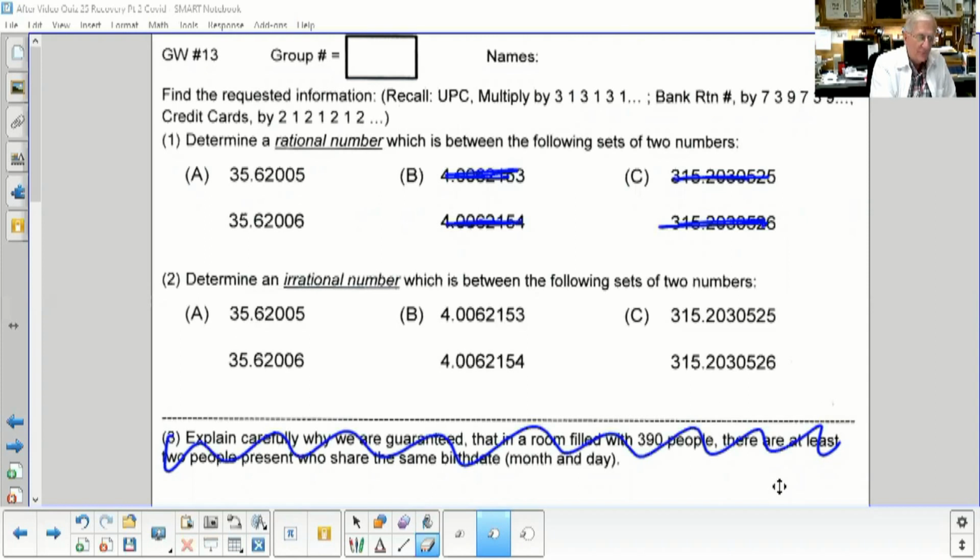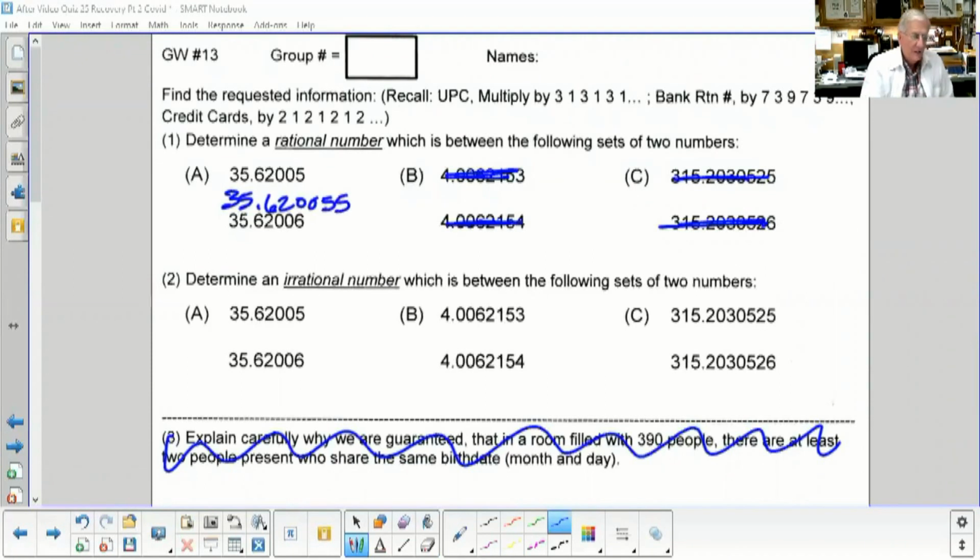You realize that for a rational number between 35.62005 and 62006, if you add the 2 together and divide by 2, you would get this. Am I finished? I am, because that is a terminating decimal, which means it's rational, so that problem is all finished. I really don't have to do anything else.